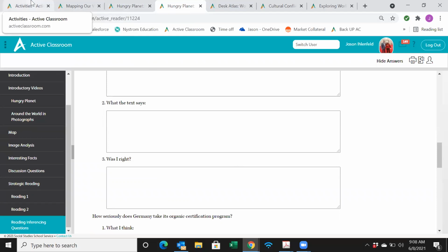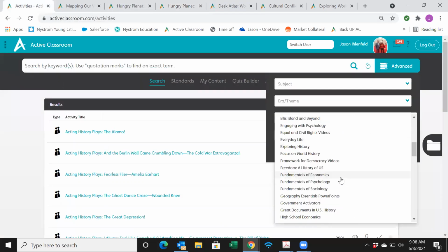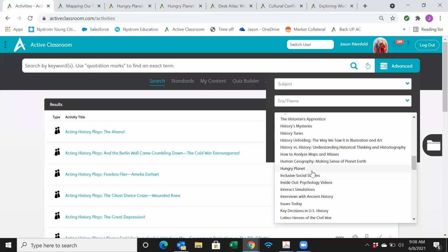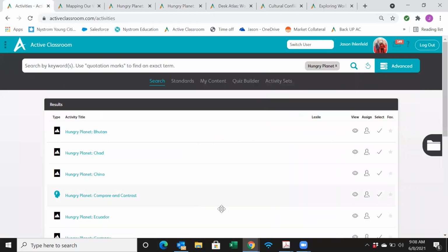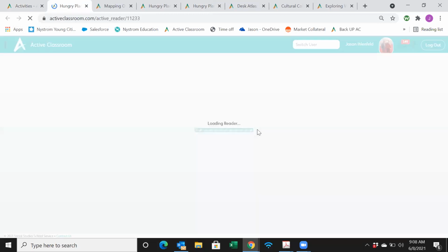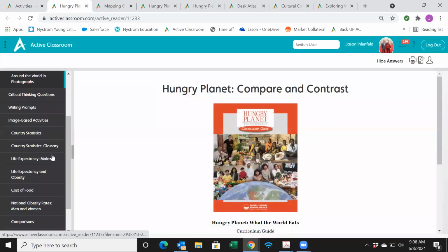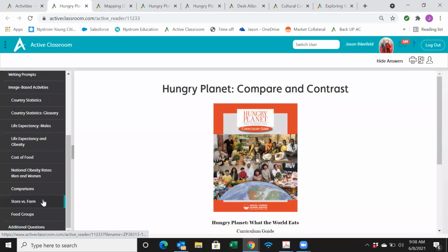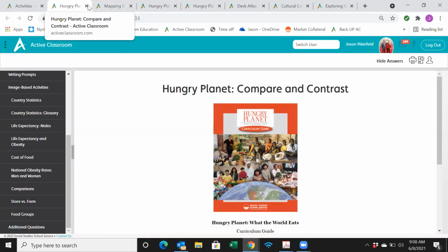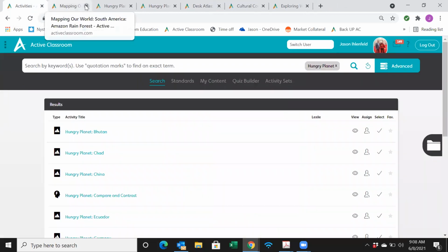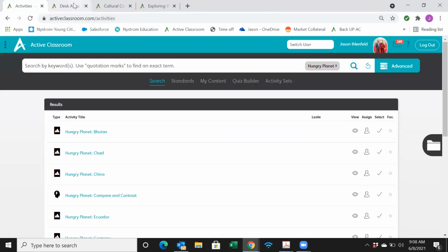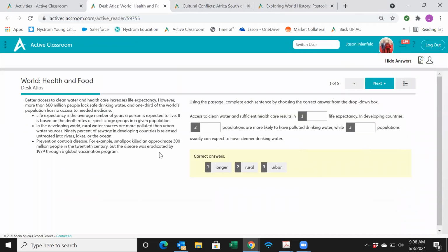There's a wonderful culminating activity for Hungry Planet called Compare and Contrast. And that one right here goes into some of those bigger concepts like life expectancy in males, life expectancy, obesity, cost of food, different comparisons, store-bought versus farm and food groups. So far I've mentioned Hungry Planet, the Mapping Our World series, and the next one I'm going to get into for world geography is something called the Desk Atlas.